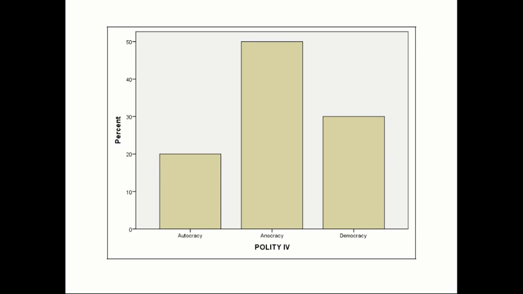This is a bar graph that represents the information from the Polity 4 frequency distribution example. As you can see, the percentage of cases is on the y-axis. The category names are on the x-axis. Note that I placed the variable name below the x-axis as well.